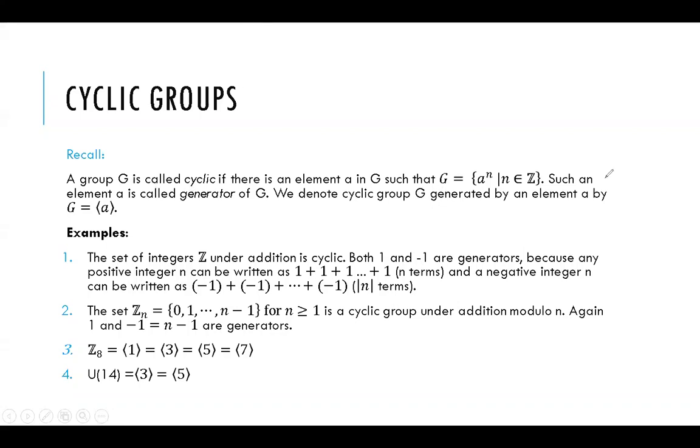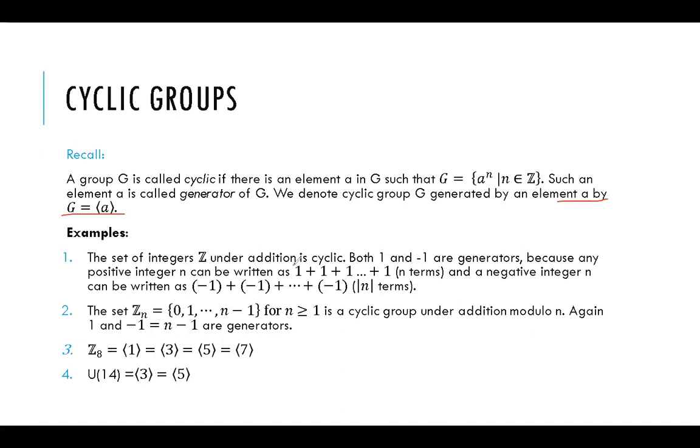Now, such an element A is called the generator of G, and we denote the cyclic group G generated by an element A by this notation. So G is a cyclic group which is generated by a single element A of G, and we denote it by this notation. Let us see some examples.